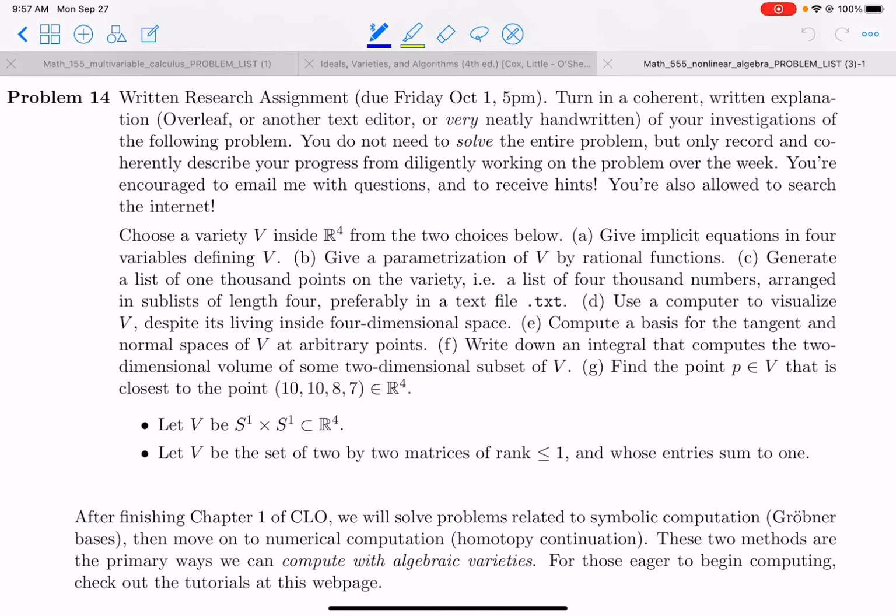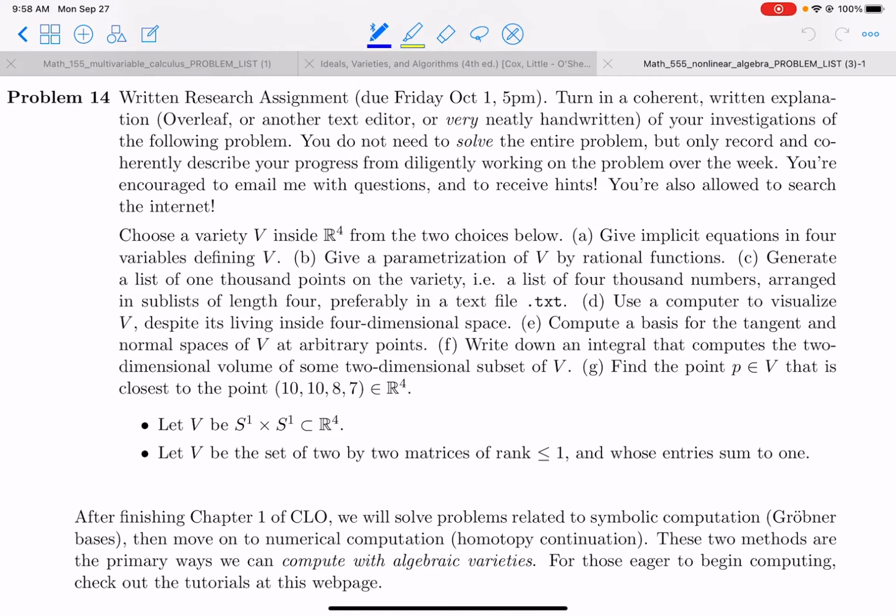When you pick one, first you're going to give implicit equations defining it. Then you're going to give a parameterization by rational functions. Then you're going to generate a text file with 1,000 points on it. This means you're going to generate a text file that has 4,000 real numbers, ordered in groups of 4. Then you're going to use a computer to visualize it. There's several ways I could think of to do this, but you'll have to think of one. Then you're going to compute a basis for the tangent and normal spaces at arbitrary points, so at any point.